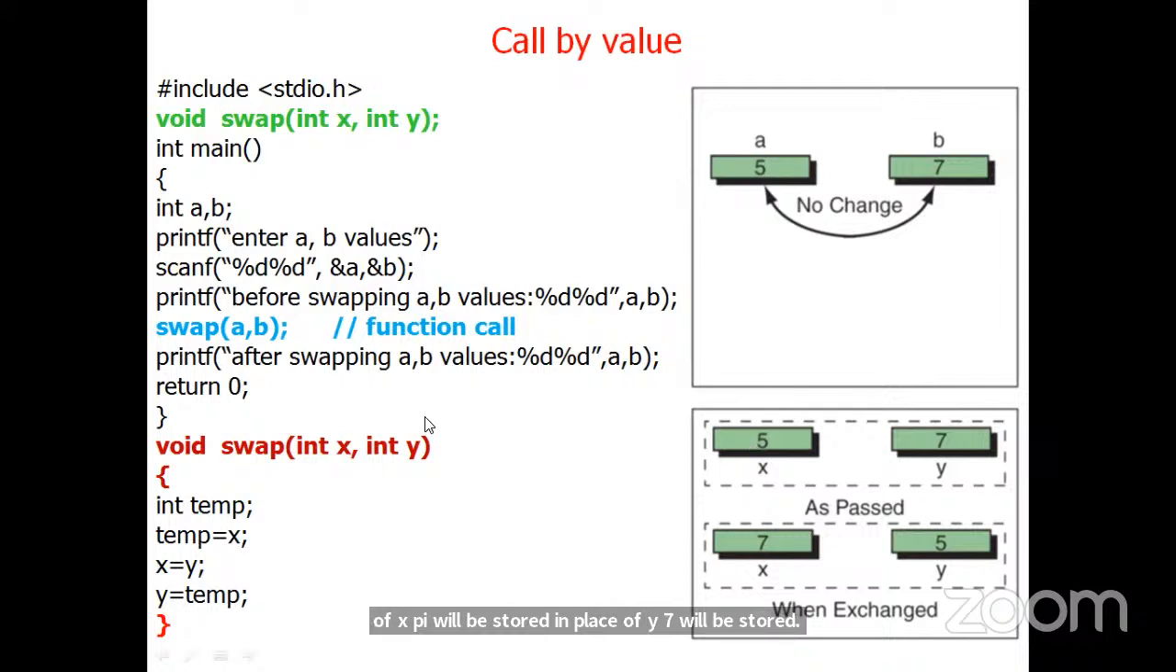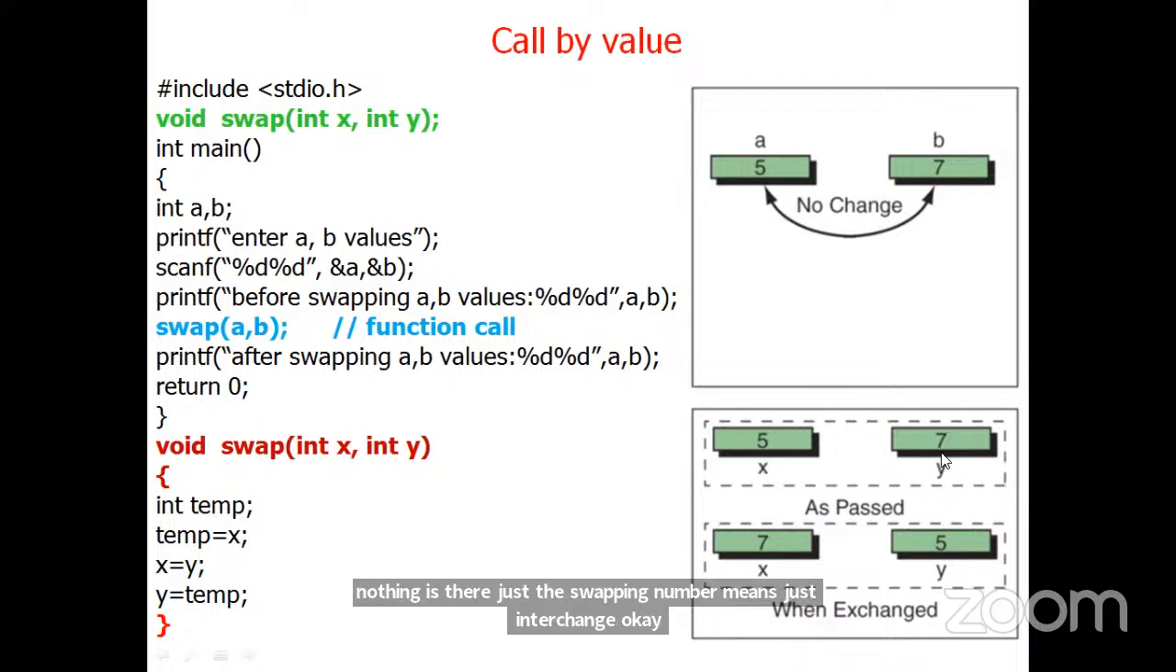Now I am performing the swapping operation. Swapping means interchanging, that's it. Suppose two students are sitting on a bench. Swapping means interchange: in place of the X person, Y will come, and in place of the Y place, X will come. That's just an interchange, nothing more. Now x is 5, y equal to 7.